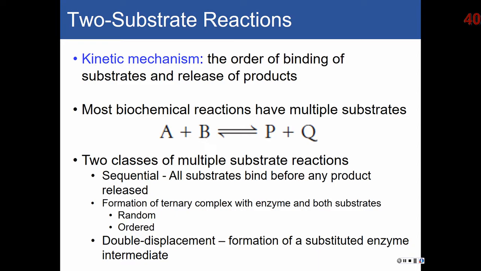So again, most of these you can either have them be sequential, so all substrates have to bind before any product gets released. This becomes important when we talk about inhibitors. Or you can have the formation of some kind of a ternary complex, which can either be random or ordered. Or you can have a double displacement, which means that you're forming a substituted enzyme intermediate. And we'll look at all of those when we talk about inhibitors.